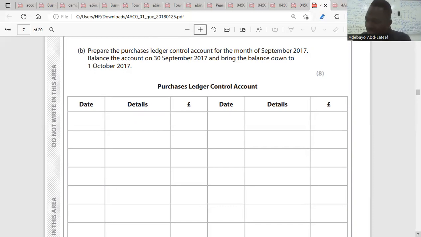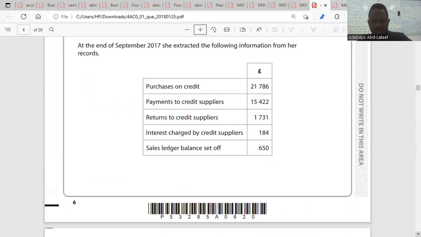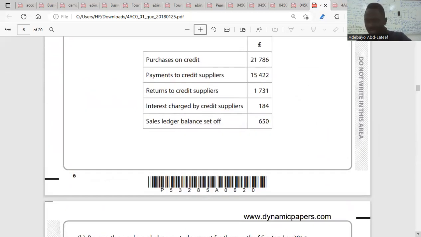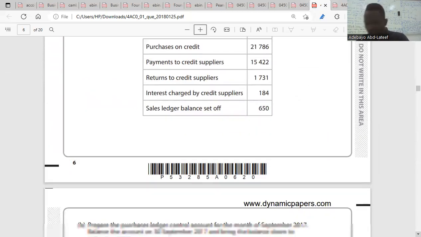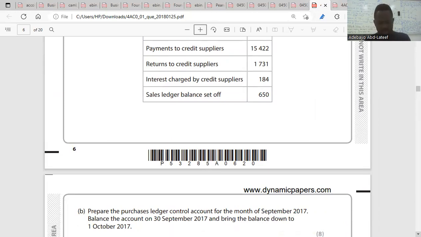Then the next transaction is September 30th, purchases on credit, amount 21,786. It's there. You record it on the credit side. Then the interest charged of 184 will also go to the credit side of your purchases ledger. So your total will be 8,000 plus 21,786 plus 184. The total on your credit side will be 29,970. Leave that aside. 29,970.